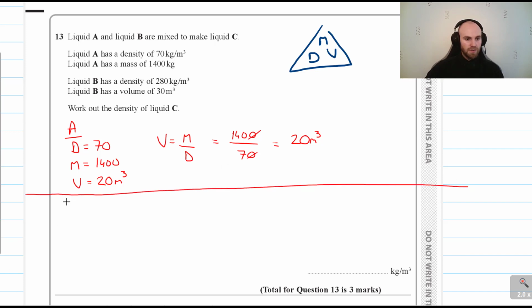Okay, let's go to B. Again, the density of B we are given, it's 280. The mass, we don't know the mass. I'm just going to put a question mark there. Do we know the volume? Yes, we do. It's going to be 30. So if we want to find the mass here, it's going to be the density multiplied this time by the volume.